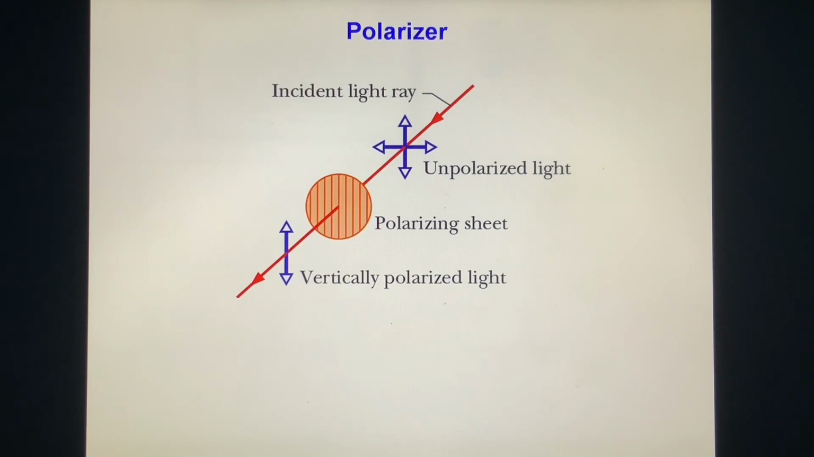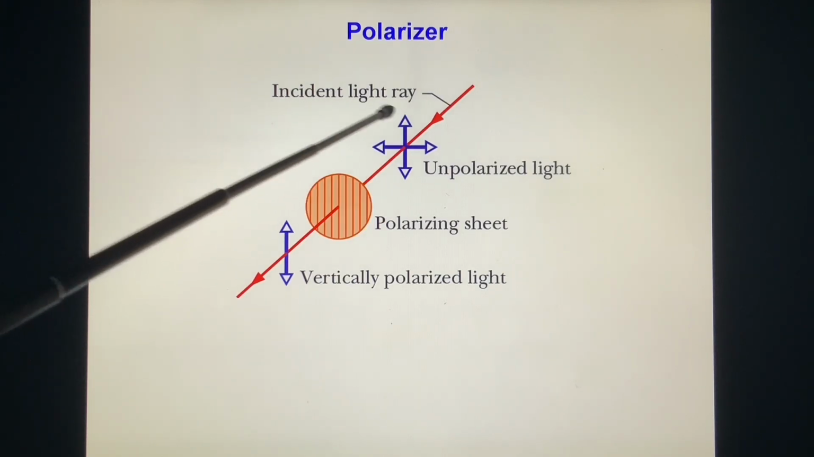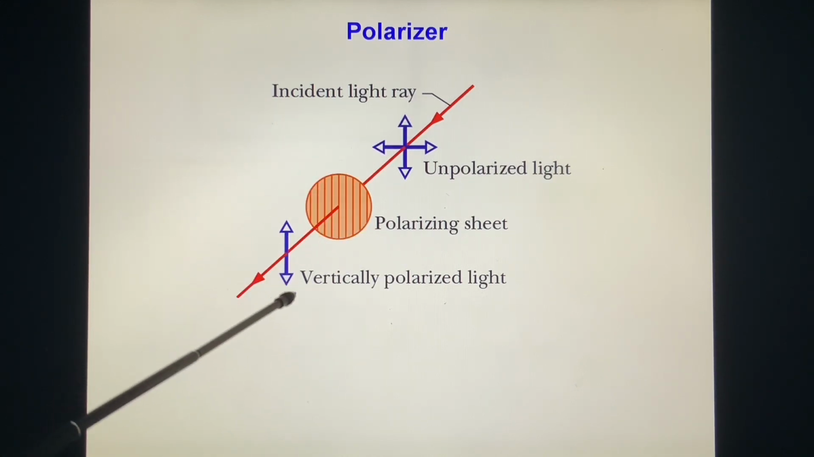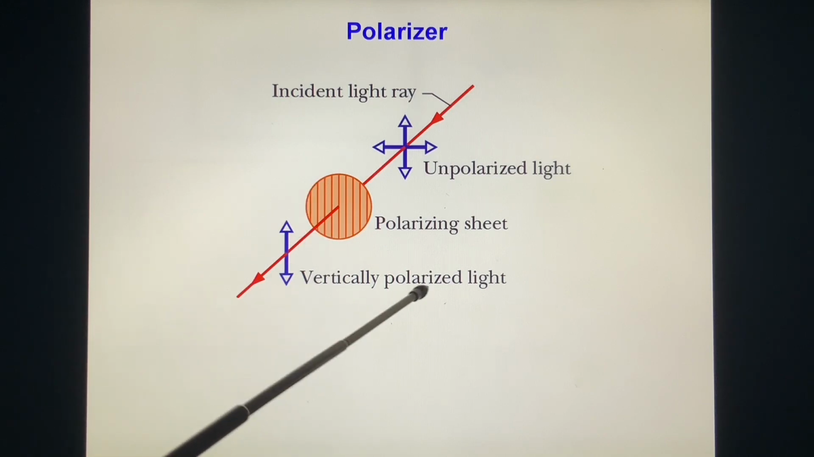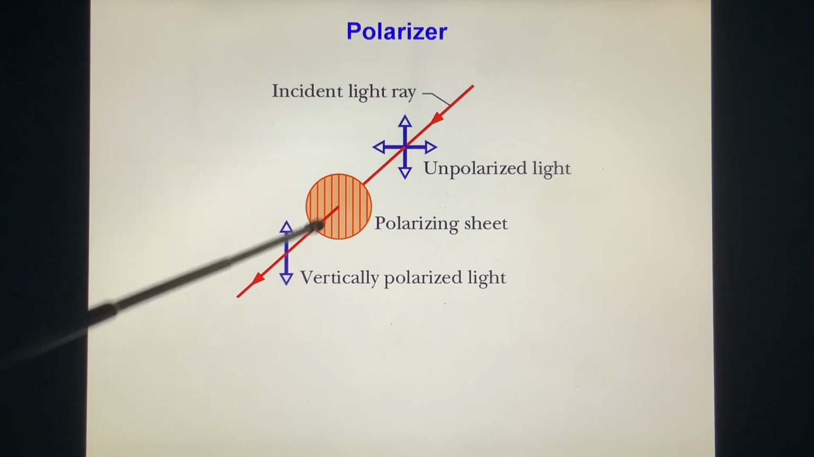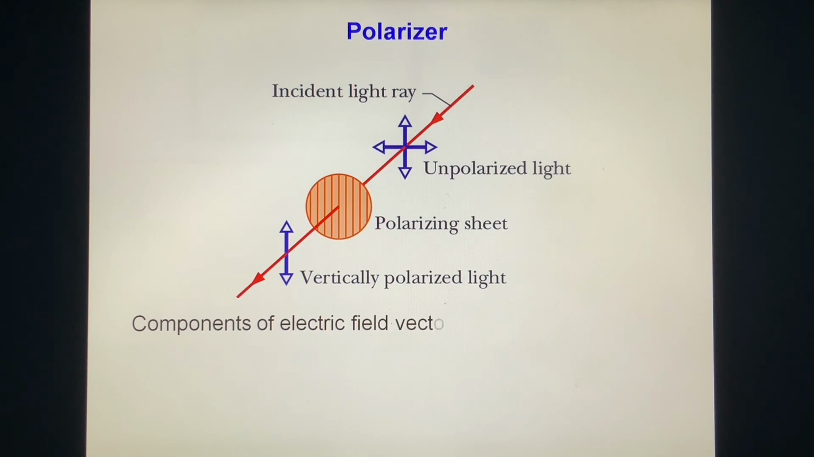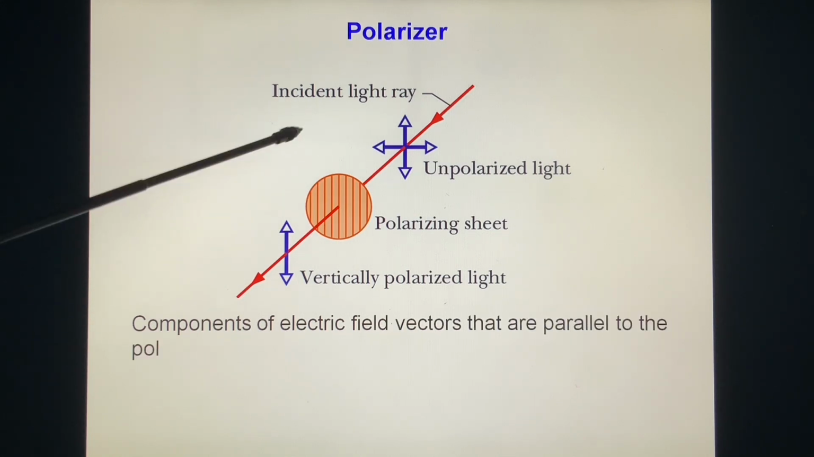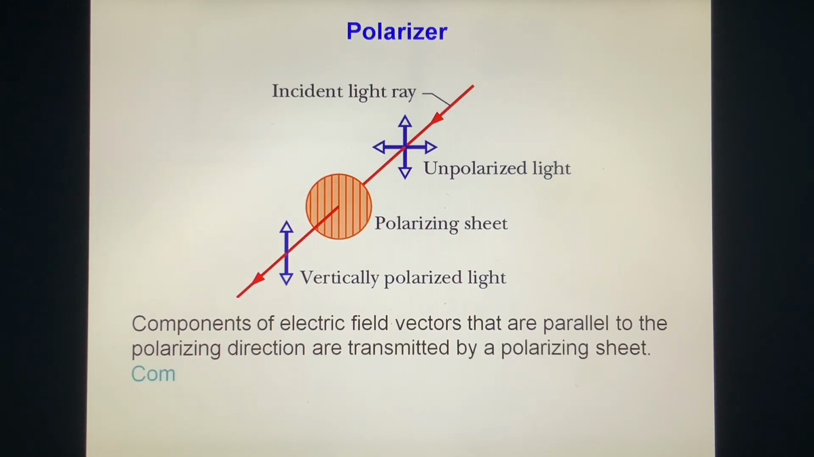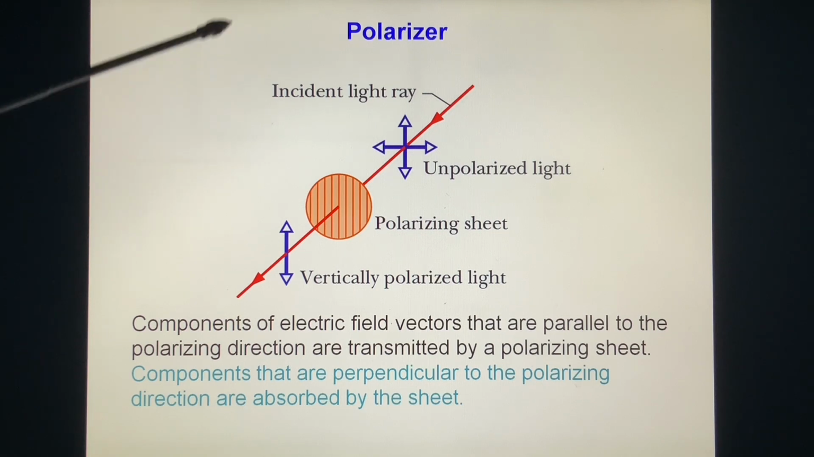Polarizer. The incident light wave is unpolarized. When it goes through the polarizing sheet, only vertically polarized light, or light along the polarization axis, can pass. Components of the electric field vector that are parallel to the polarizing direction are transmitted by a polarizing sheet. Components that are perpendicular to the polarizing direction are absorbed by the sheet.